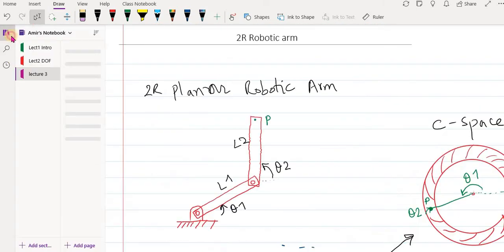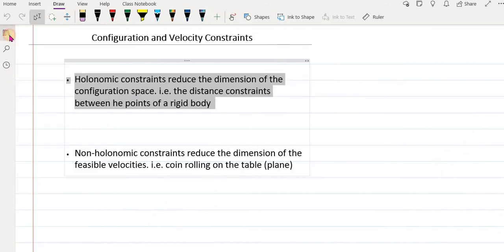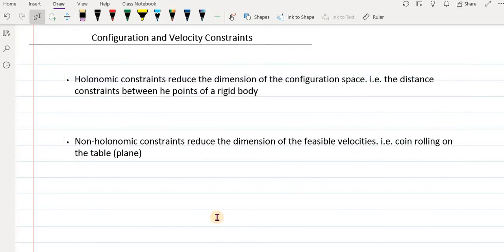Okay, so this is clear, then we go forward and let's talk about configuration and velocity constraints. Holonomic constraints reduce the dimension of a configuration space, i.e. the distance constraints between the points of a rigid body.